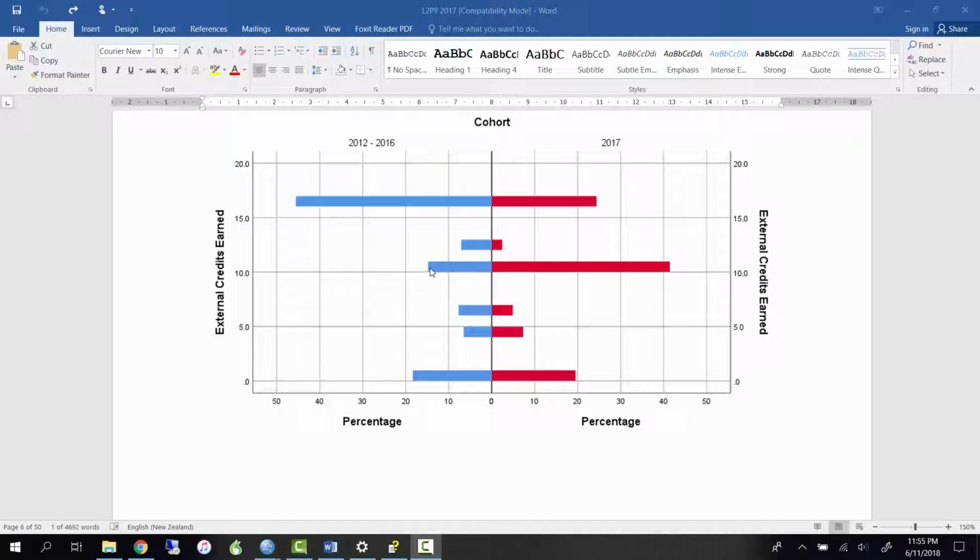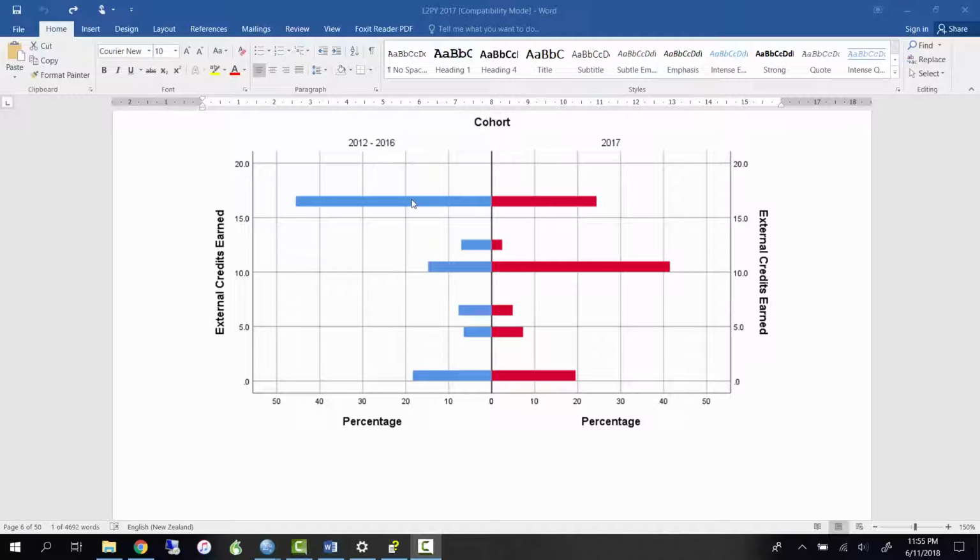Then we get to 10 credits, and we can see straight away that the 2017 bar is much, much longer, at 40%, than the 2012-2016 bar. And then for about 12 credits, the blue bar is slightly longer than the red bar. And then we get up to the very top at 16 credits, we can see that the blue bar is about 45% versus about 25% on this side.